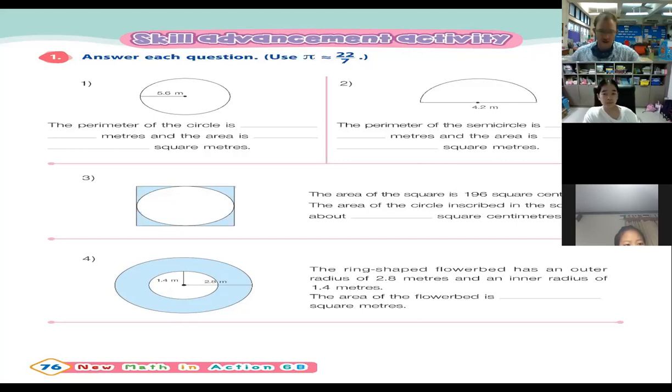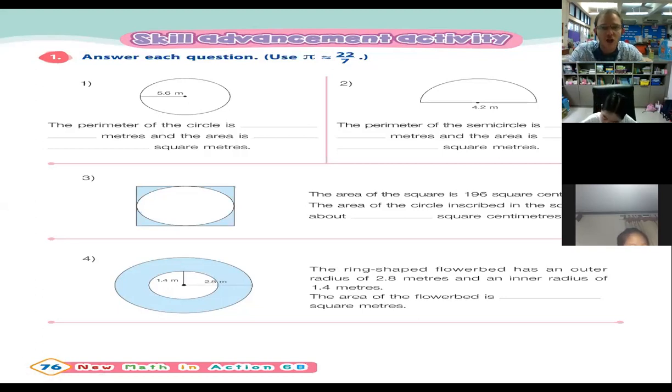Okay. Let's look at number 4 at the bottom. The ring-shaped flower bed has an outer radius of 2.8 meters and an inner radius of 1.4 meters. The area of the flower bed is... so we have to calculate the area. How will we do that? Who can tell me, how will we calculate the area of the flower bed? Come, early morning, Friday, let's use our big brains and figure it out.